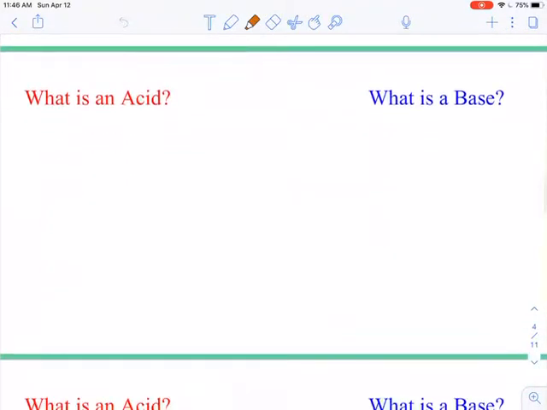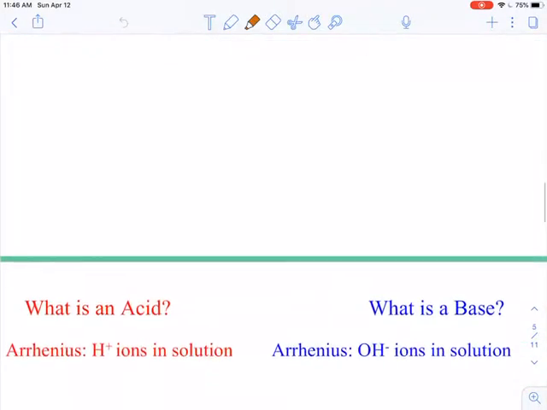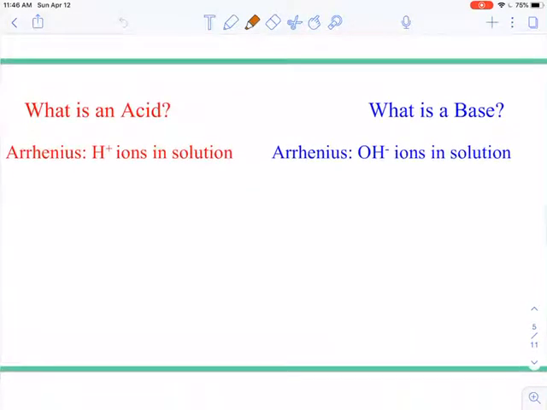What is an acid and what is a base? Well, we have this guy named Arrhenius who a long time ago came up with the idea that an acid has H+ ions in solution. Do you remember what an ion is? And then Arrhenius' definition of a base is it has OH- ions in solution. So we can look at acids and bases, and if they have hydrogen or hydroxide ions in it, we can determine if they are an acid or a base and classify it that way.